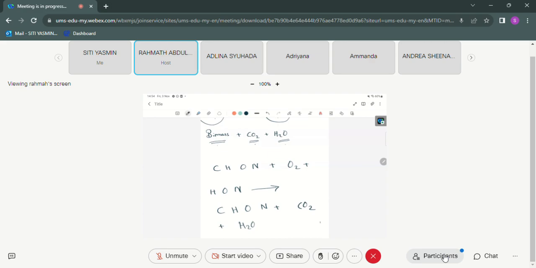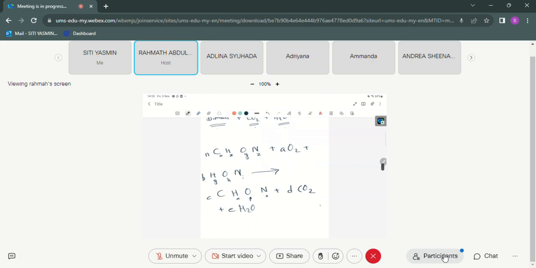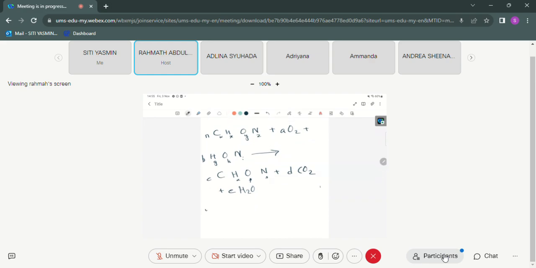Here we give this as W, X, Y, Z, and this one G, H, I. This one we give alpha, beta, and for here we give N. This goes as small letters C, D, and E. All these letters, W, X, Y, Z, G, H, I, alpha, beta, refer to the number of atoms.